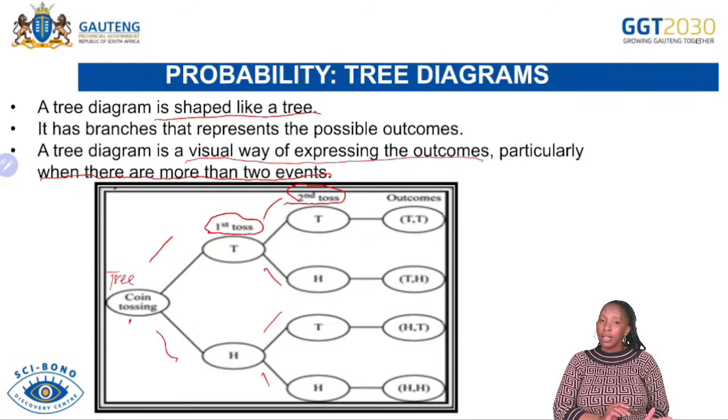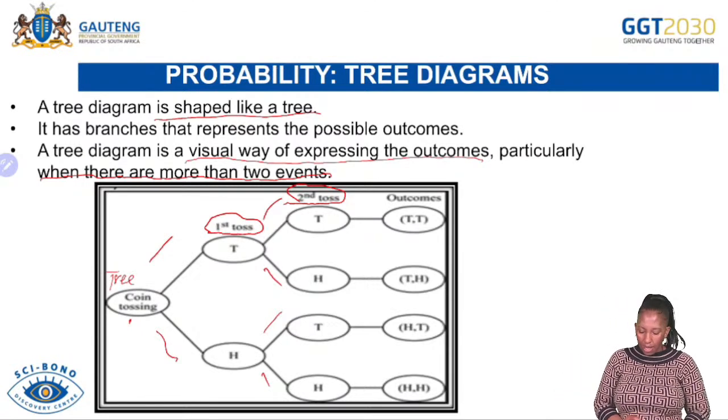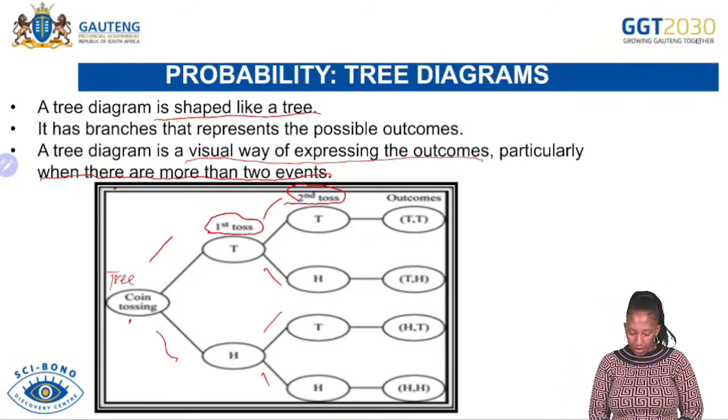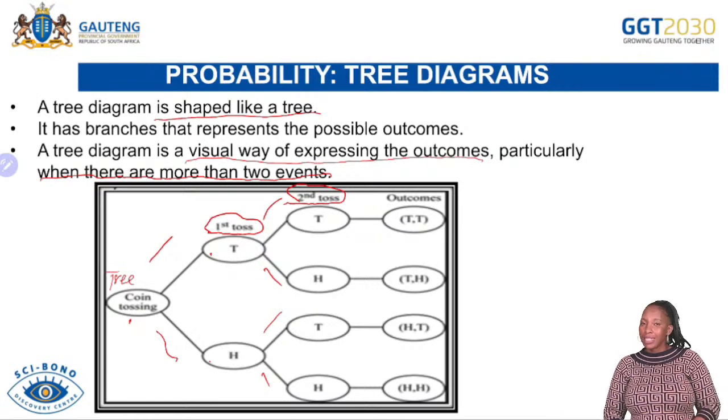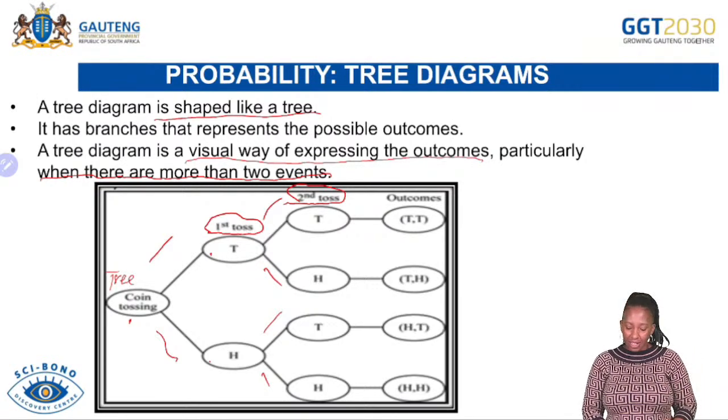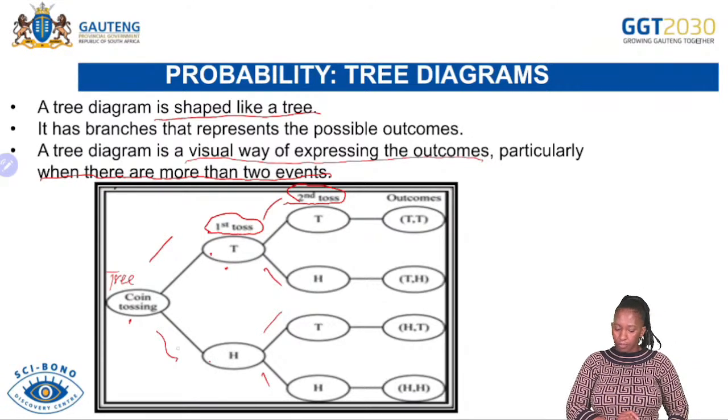Now I am tossing a coin for the first time. I get either a head or a tail. Then I'm tossing a coin for the second time. On the second time, from the first results, I can either get a head or a tail. That goes together with what? With the tail of the first toss. Or I can get either a head or a tail that goes together with the head of the first toss.